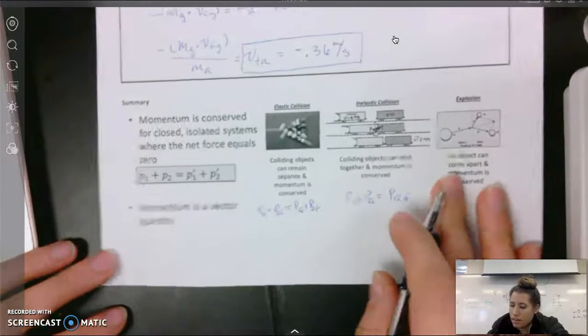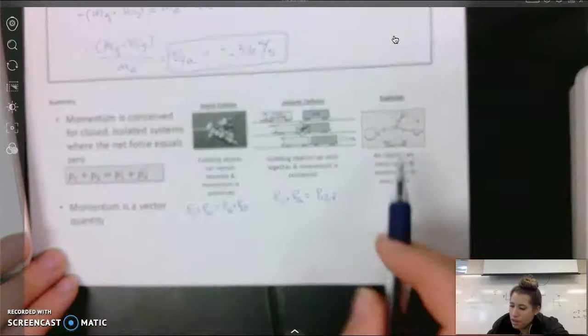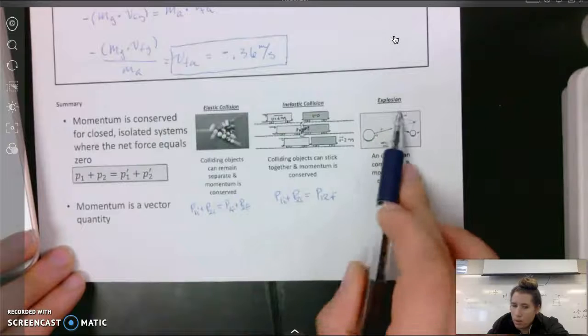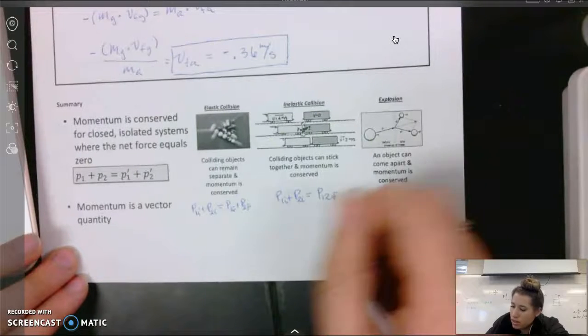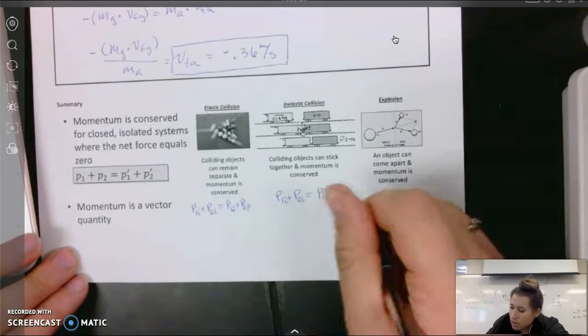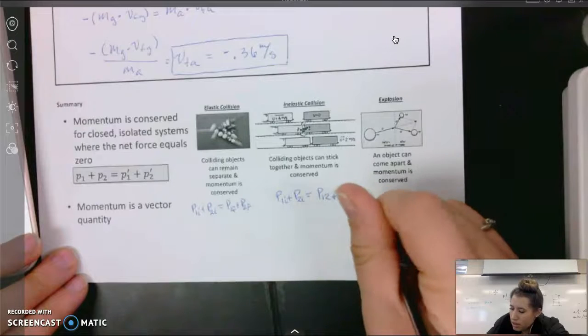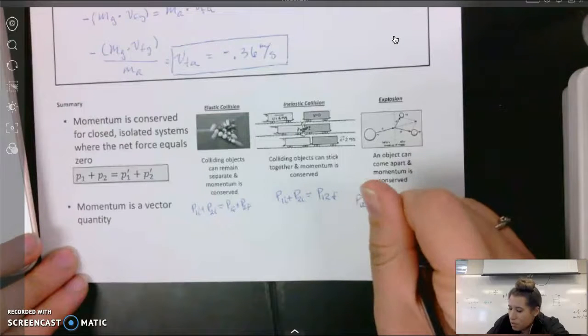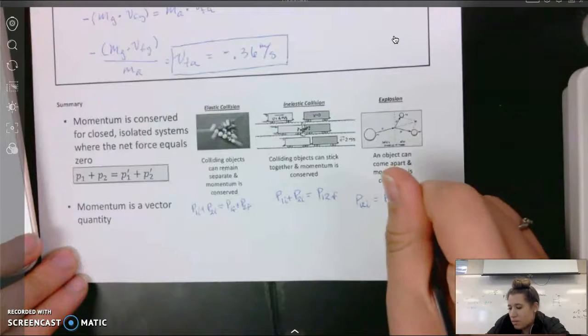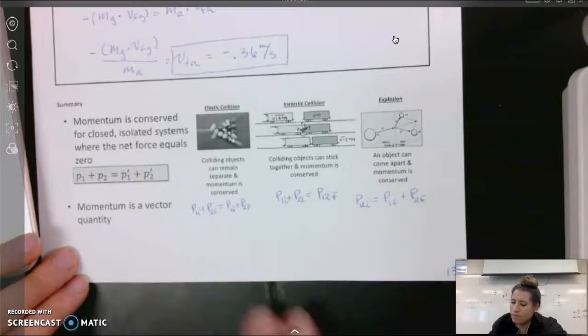Okay? And then with an explosion, if we start off as 1 and then we break up in different components, it's the exact opposite of this. We have momentum of this combined object initial will equal momentum of 1 final plus momentum of 2 final.